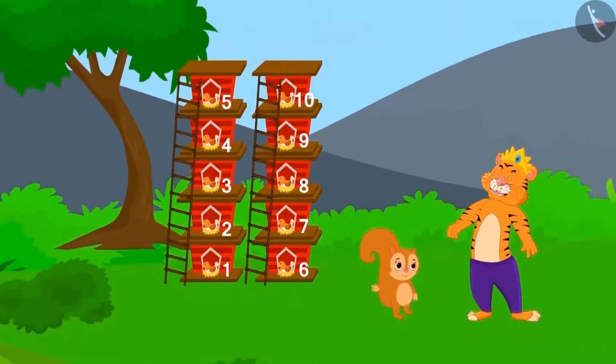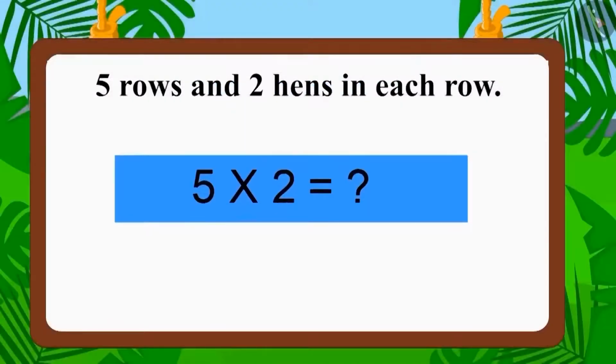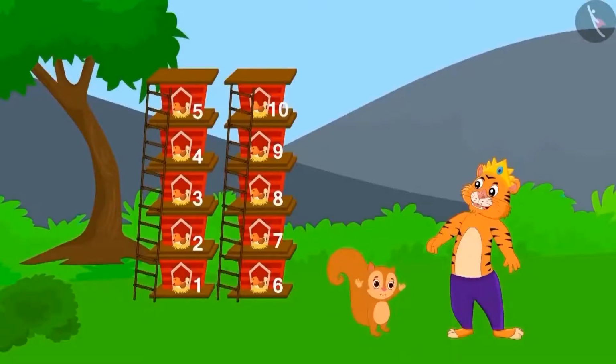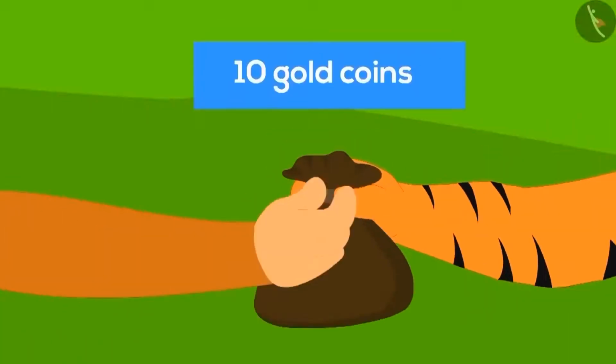Yes. Does the number of hens in the house equal to 10? 5 multiplied with 2 make 10. Oh wow! Chanda has also built the house perfectly. The king gave 10 gold coins to Chanda too.